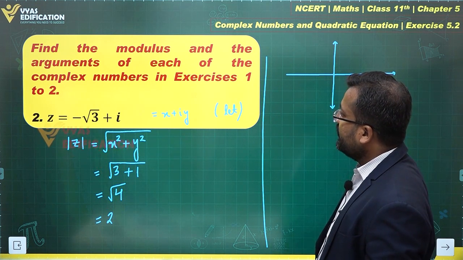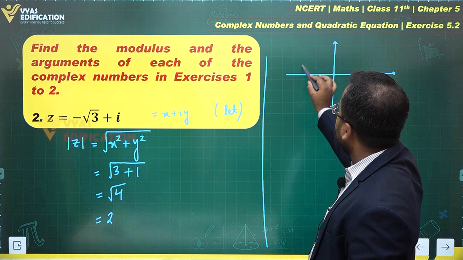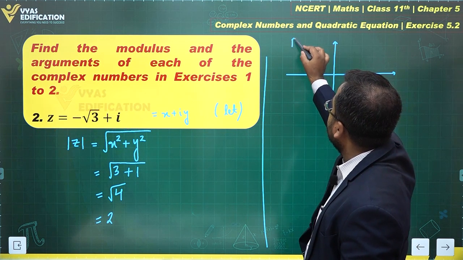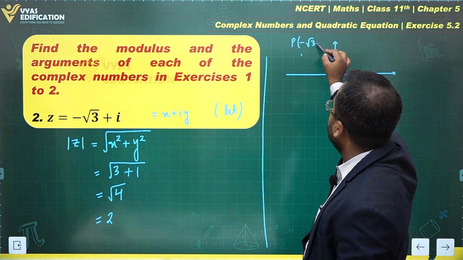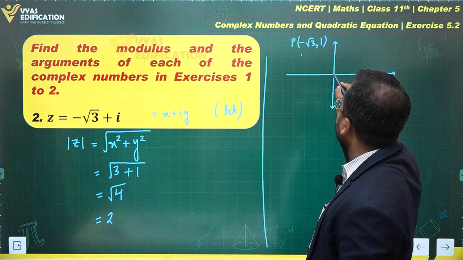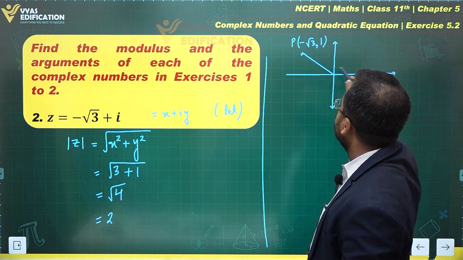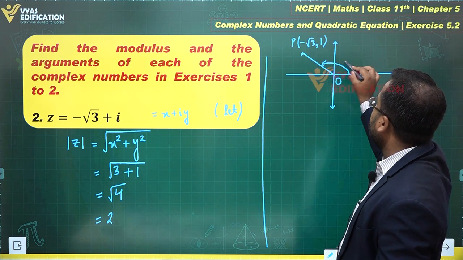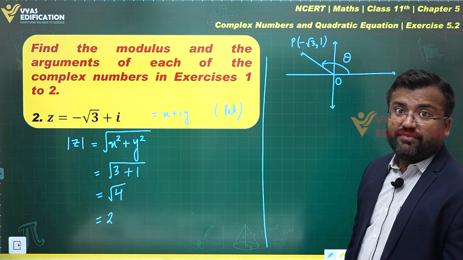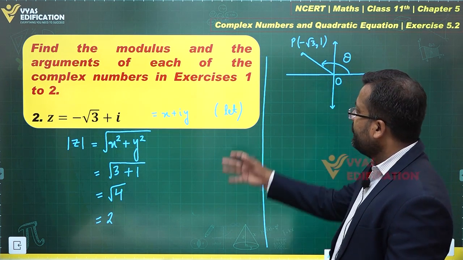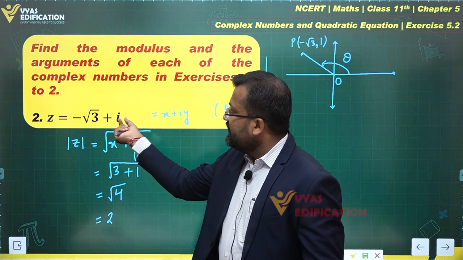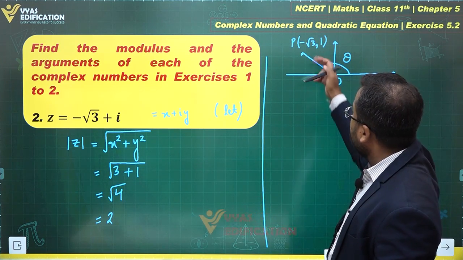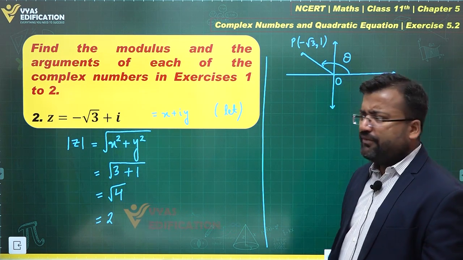So let's draw the Argand plane. This is minus root 3 comma 1. This is the point P. Minus root 3 comma 1 is this particular point. On joining this and the origin, this is P. We are supposed to find this theta. This is the argument of z, minus root 3 plus i. That point is very easy to find.